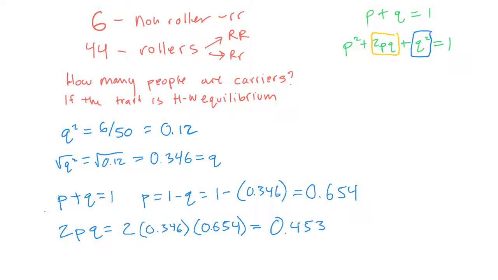0.453. Okay. But we're still not done, right? So how many people are carriers? We need to do that 0.453 times our total, which was 50. It's 22.6, so 23. So let's round up to 23 of those individuals are heterozygotes.